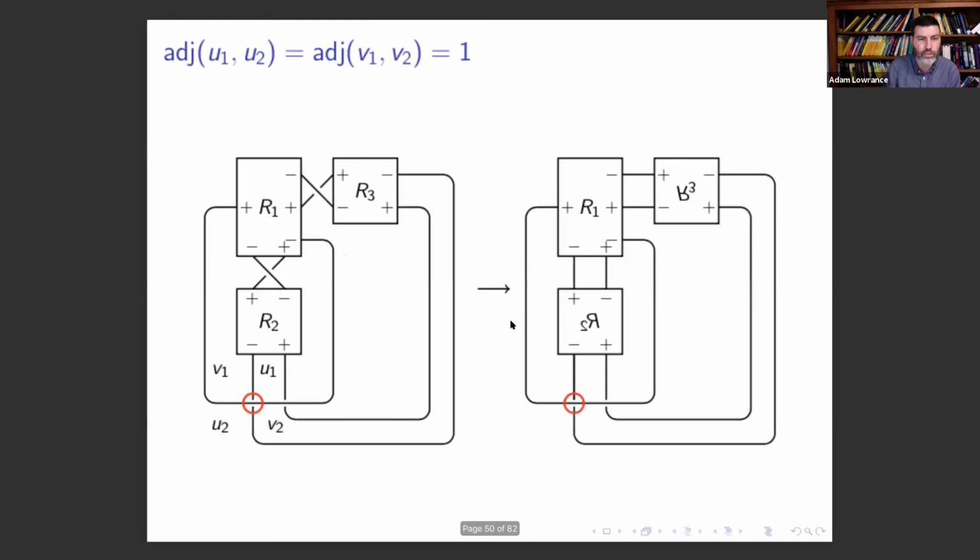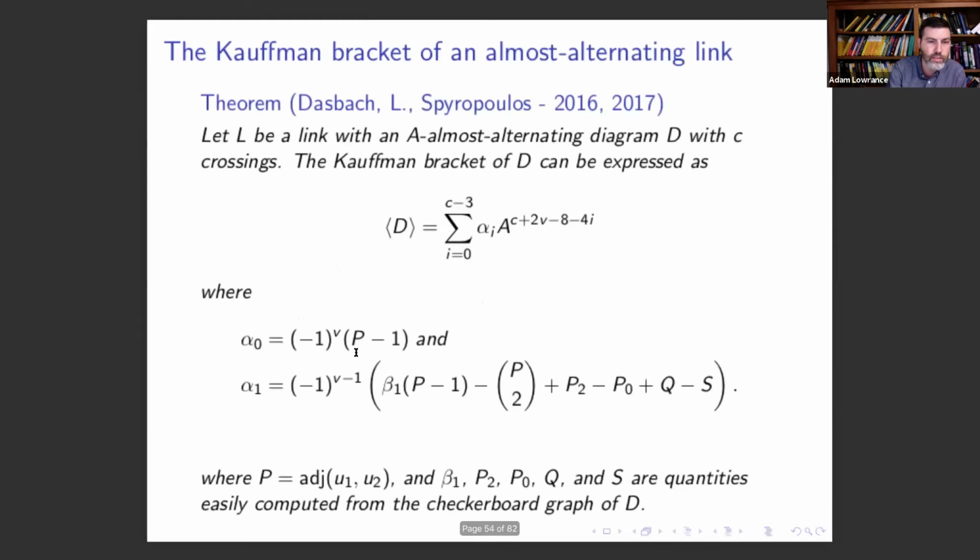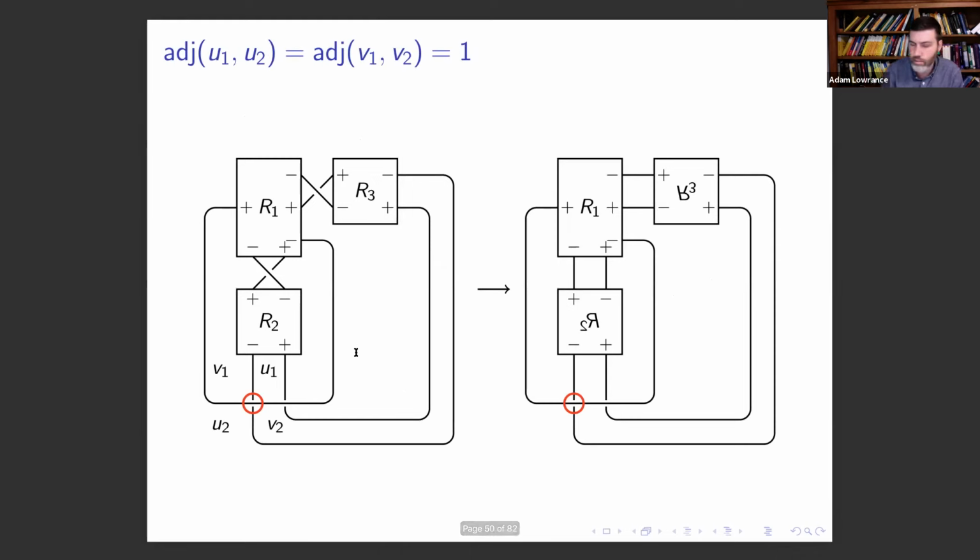So let's show the pictures. This is the case where the adjacency is 1 for both of them. You can see with U1 and U2, this face is adjacent to both U1 and U2, the big face here through this crossing with U1 and this crossing with U2.